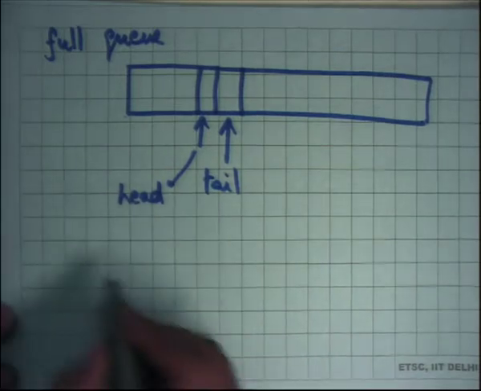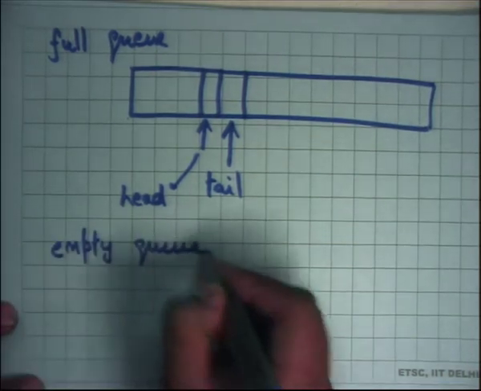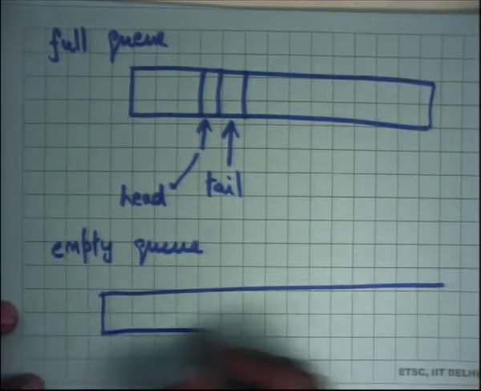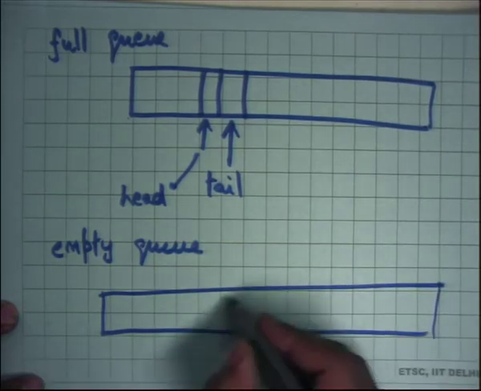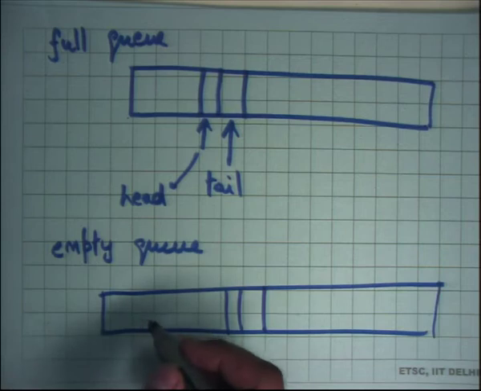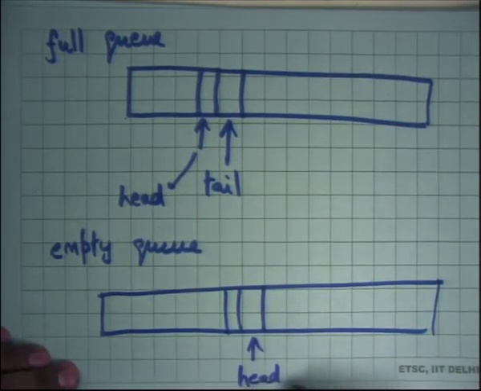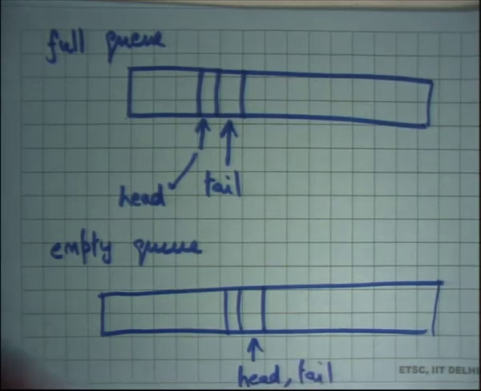What is an empty queue? Tail and head are equal. So if head is equal to tail, then that's an empty queue. Basically the tail has hit the head, and now I cannot move forward, I cannot consume anything. There's nothing ahead that's useful.